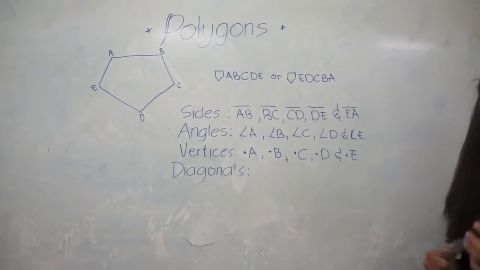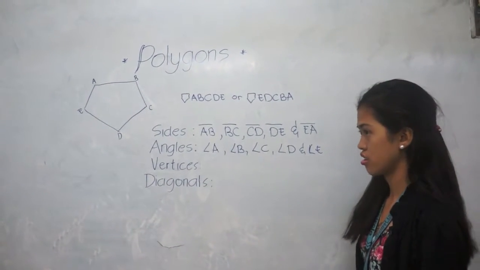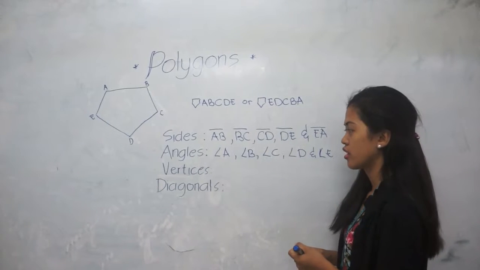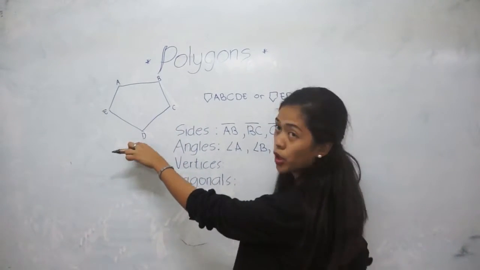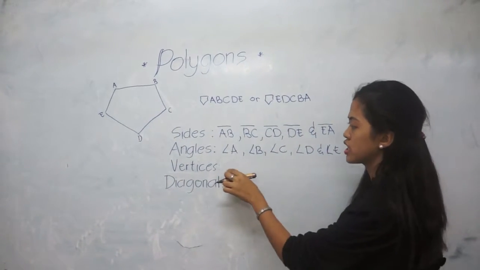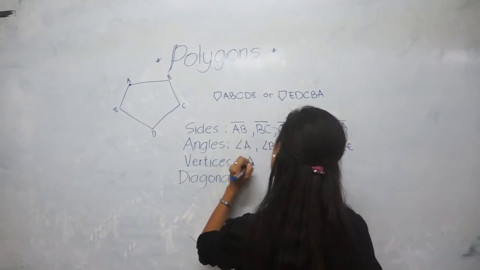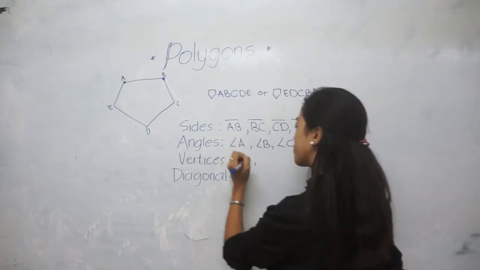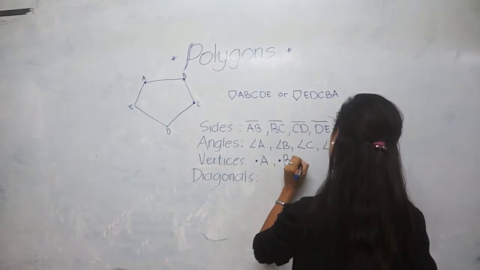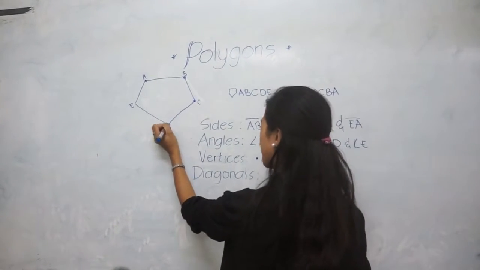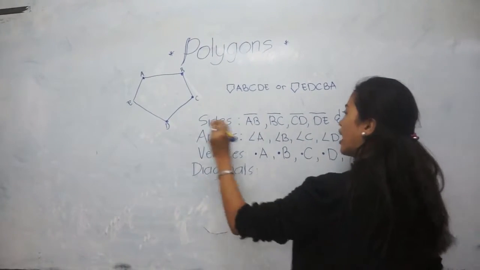So the next one is we're going to find the vertices of this sample polygon. So the vertices of this polygon are point A, point B, point C, point D, and point E.